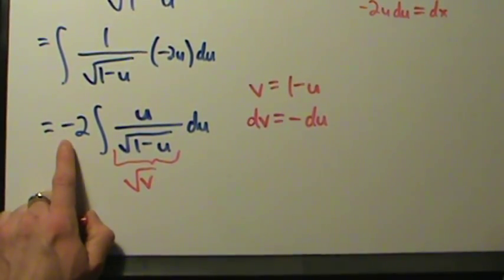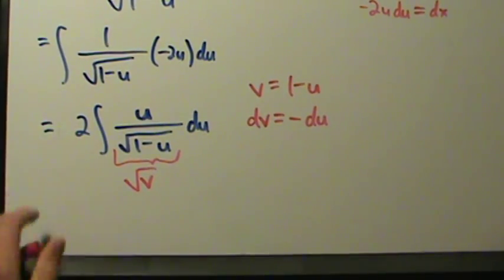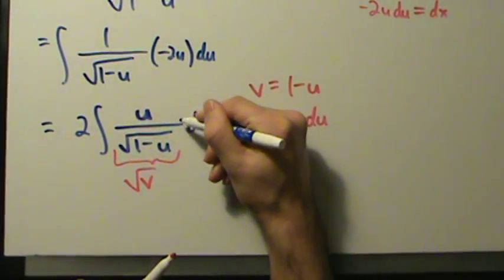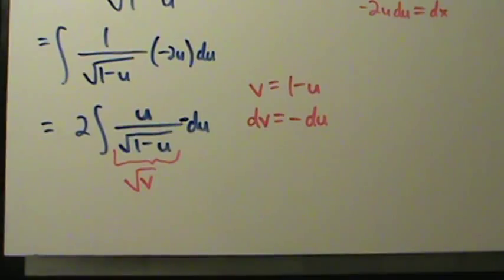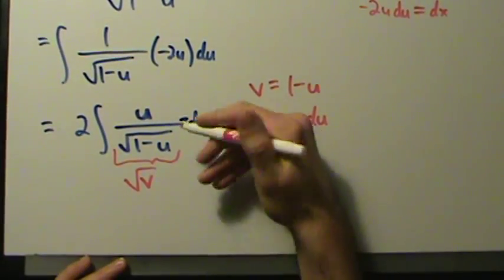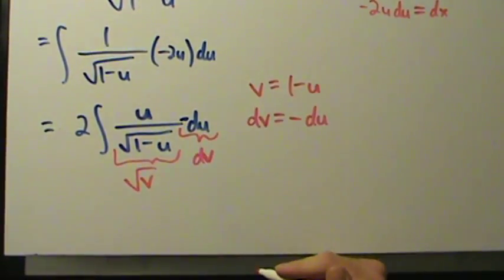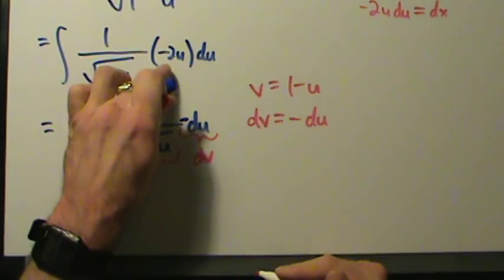If we want to push this negative sign back in, so we had a negative 2 out here, let's go ahead and toss that negative sign back in. So that's really negative du. Okay, that's a negative du. So this negative du is going to become dv. Okay, so that's great. We took care of that minus sign out there that we got from here.